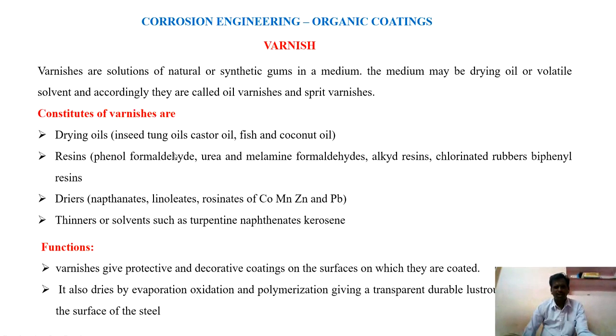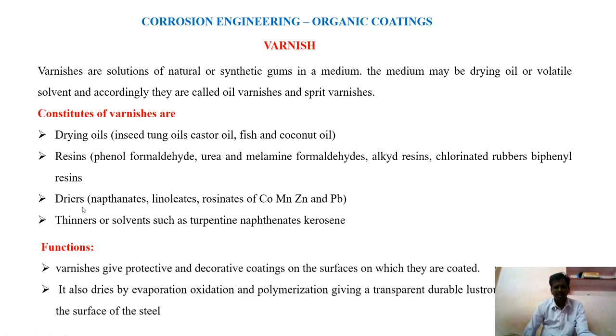So what are the constituents? Here we are using drying oils like linseed oil, castor oil, fish oil and coconut oil. These oils can be used as drying oils. Then resins, these are the gums: phenol formaldehyde, urea, melamine formaldehyde, alkyd resins, chlorinated rubbers, vinyl resins. These gum materials may be available naturally or may be synthesized in a laboratory also. These materials act as resins. They are the gum materials.